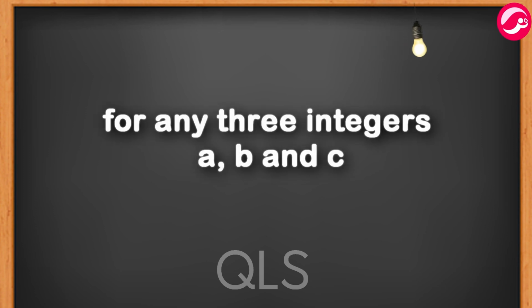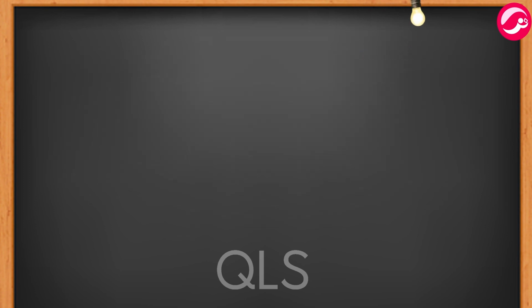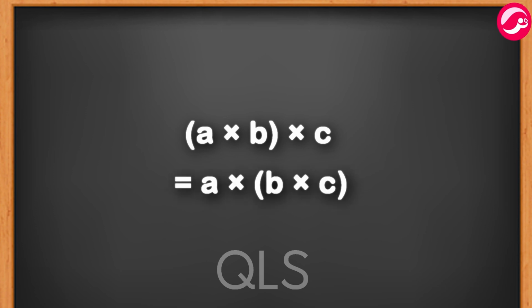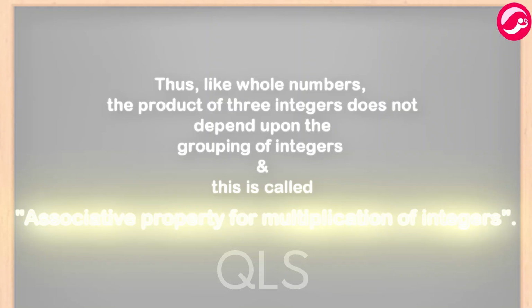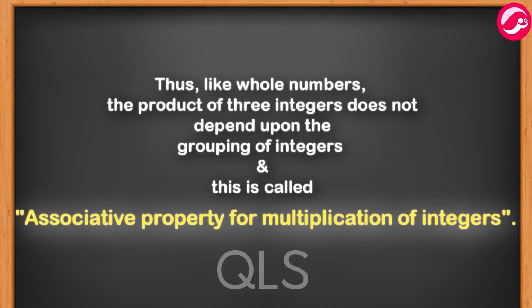In general, for any three integers a, b and c, a into (b into c) is equal to (a into b) into c. This is called associativity. It is the same as that of whole numbers. The product of three integers does not depend upon the grouping of integers. Thus, this is called the associative property of multiplication of integers.